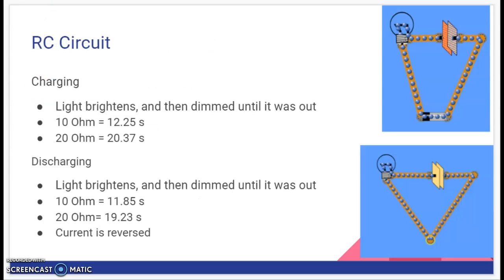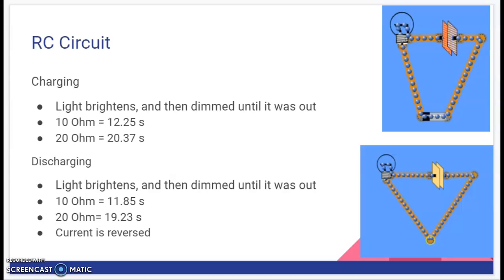Next, we looked at RC circuits. We did two things: we charged up the capacitor and then we discharged the capacitor. While we were charging things up, the light brightens and then it dims out. It took 12.25 seconds for the 10 ohm resistor and 20.37 seconds for the 20 ohm resistor.